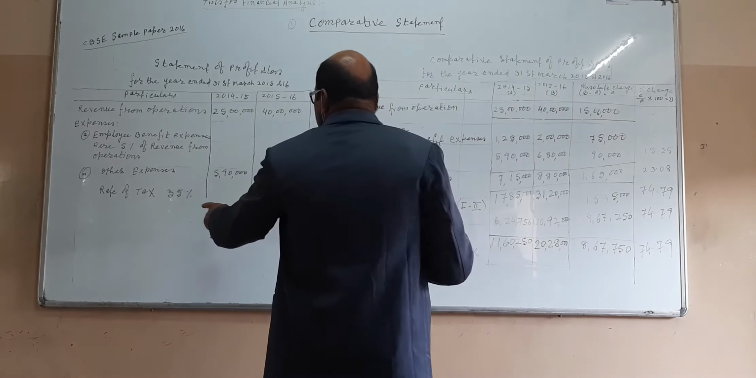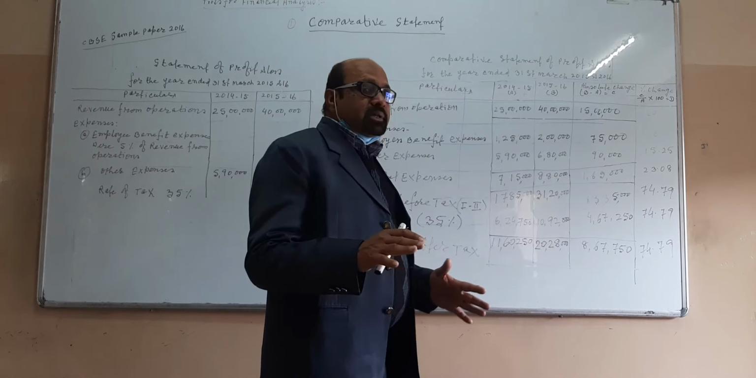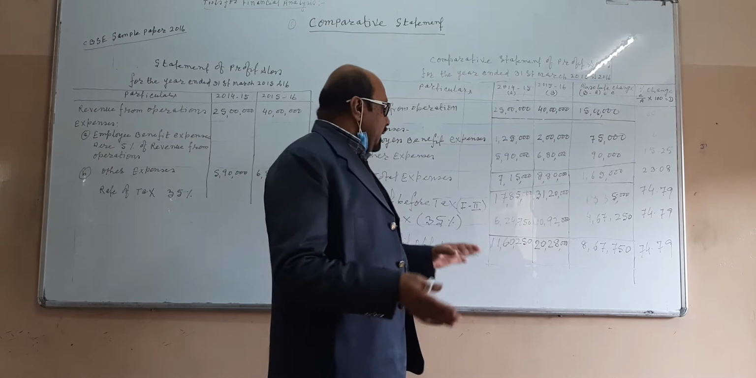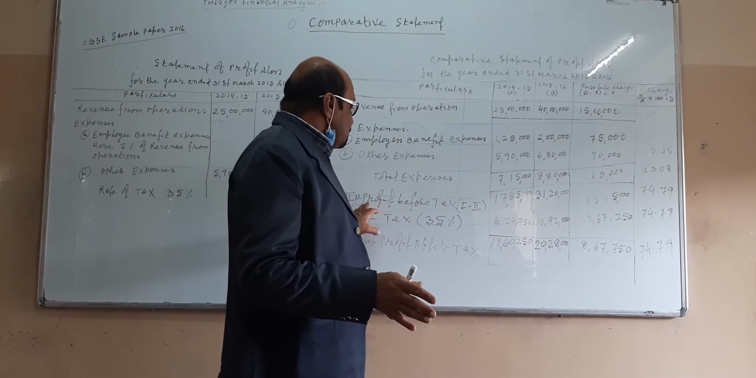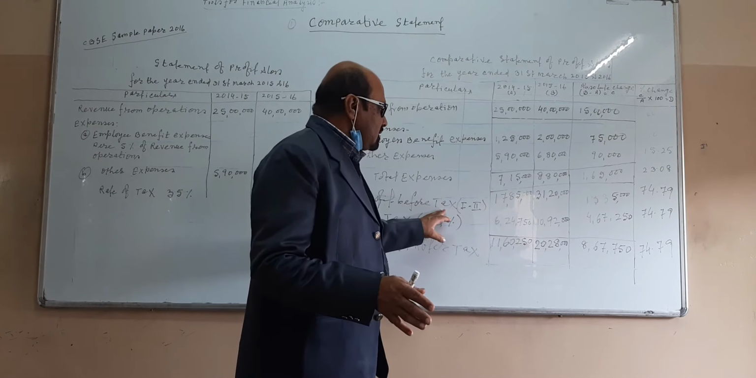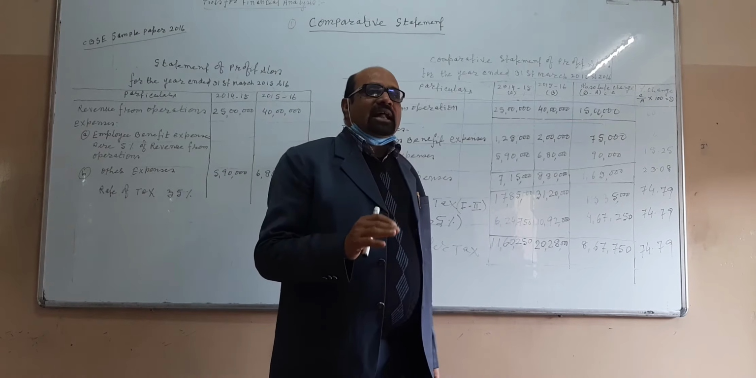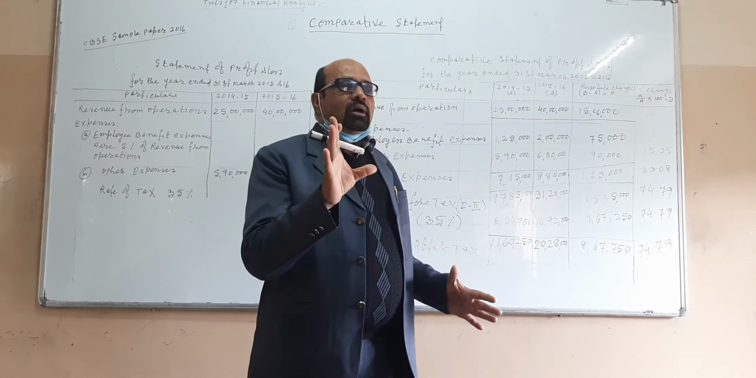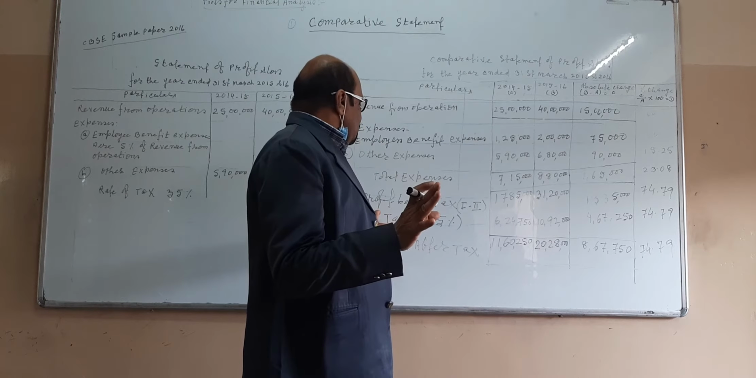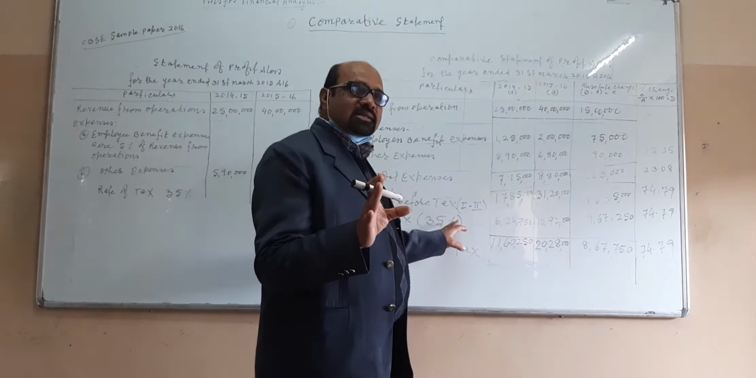35% is given in the question. See, so 35% of which amount? The amount is given, you have already calculated, net profit before tax. We always pay tax on which amount? On the last profit which we will earn. That is net profit before tax.